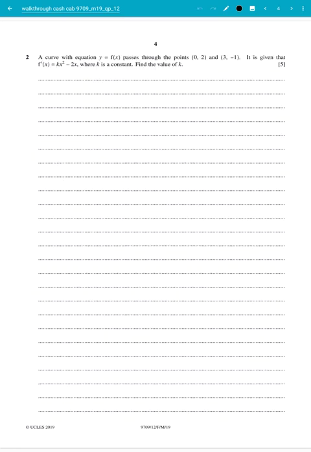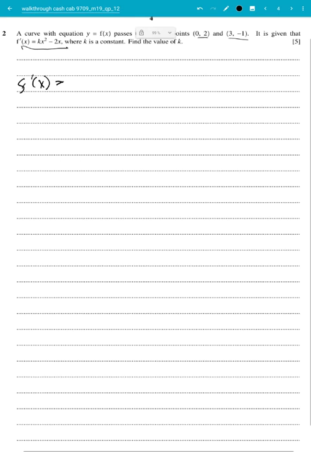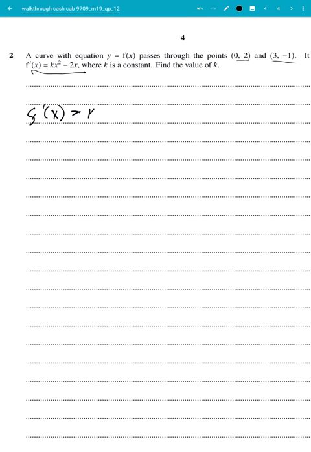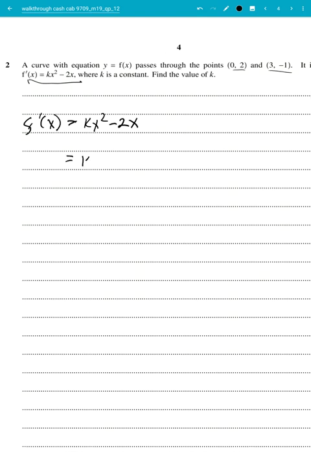So let's go on to the second problem. So this is an integration problem. A curve passes through these 2 points, given that this is the function where k is the constant, find the value of k. So what you do is you have f prime of x equaling kx squared minus 2x. Now, where with differentiation, we multiply and then subtract, integration is you add and then divide. So this is going to be k. We add first, then divide. Add first, then divide. And then your constant of integration.